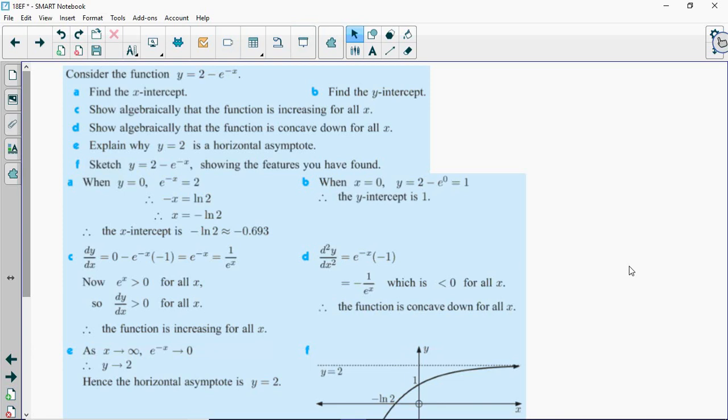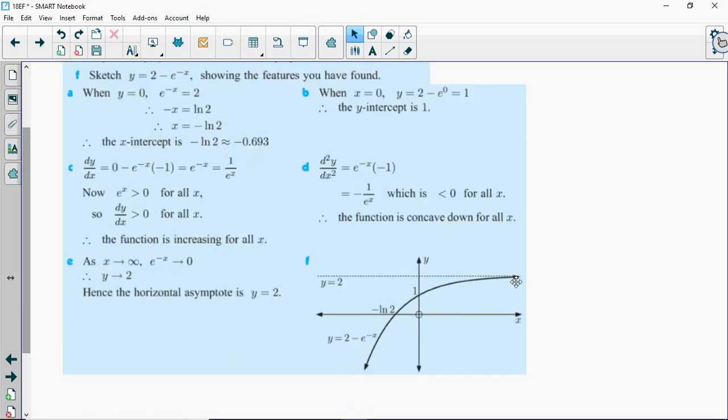And then f, we're sketching this thing. Same as before, we've got the x-intercept, y-intercept. It's increasing, it's concave down, it's got the asymptote. This picture looks great. Now, this one we could have done before calculus because we know what an exponential function should look like, but we can now think of it through the lens of calculus.